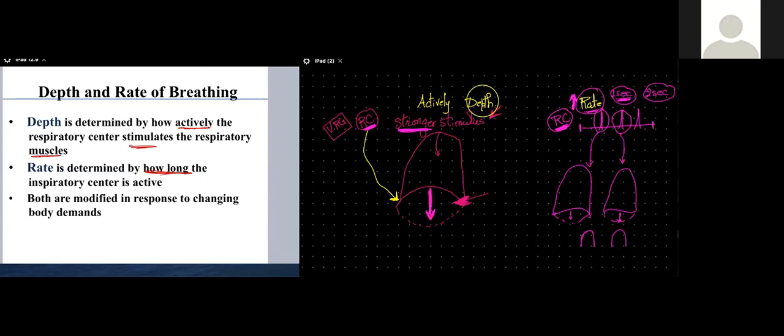All right, any questions here? Is this clear? The difference between the depth and the rate. What determines the rate of breathing, again, is for how long did you activate the respiratory center. What determines the depth of breathing is how actively did I stimulate the respiratory center.